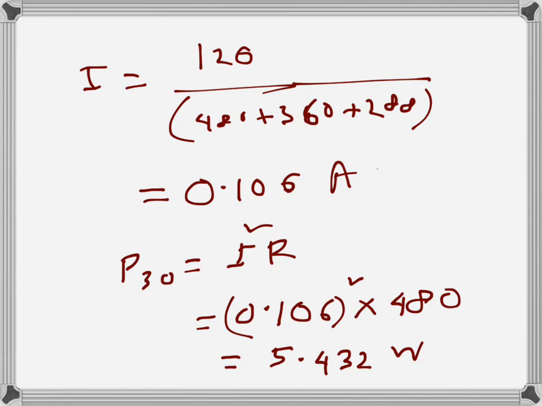So the power absorbed will be 5.432 watt. We can see that the power it's absorbing is much less than its actual power rating, which is 30, and as a result the illumination will be much less because it's not absorbing power up to its rating.